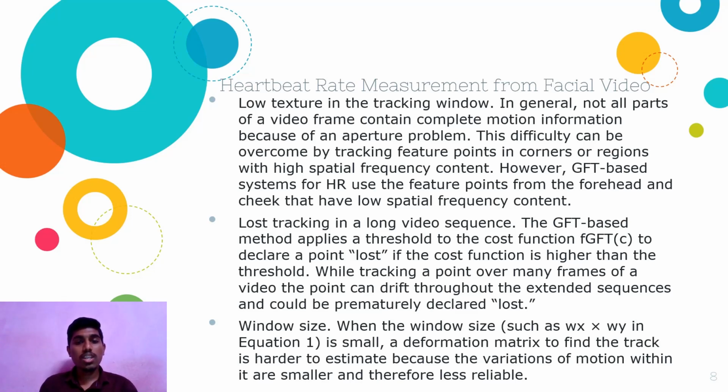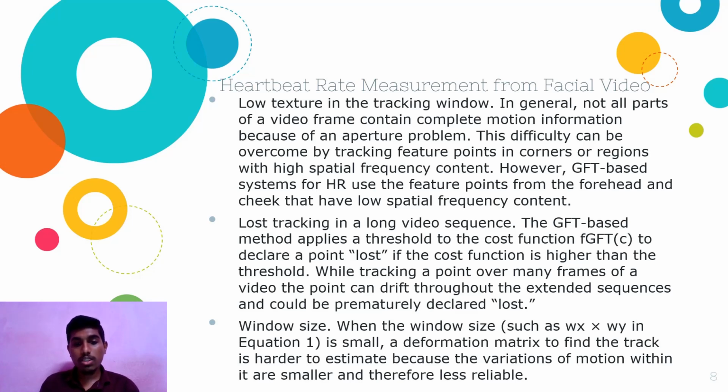Lost tracking in a long video sequence. The GFT-based method applies a threshold to the cost function epsilon_GFT of delta to declare a point lost if the cost function is higher than the threshold. While tracking a point over many frames of a video, the point can drift throughout the extended sequence and could be prematurely declared lost.